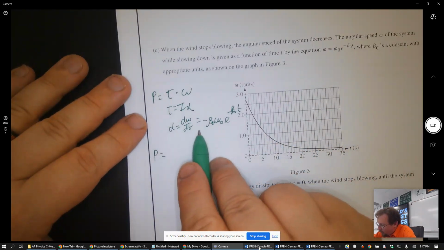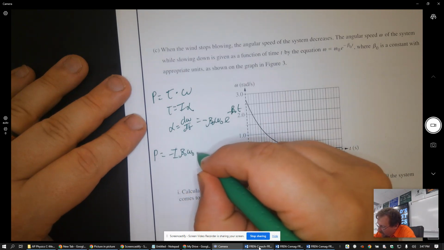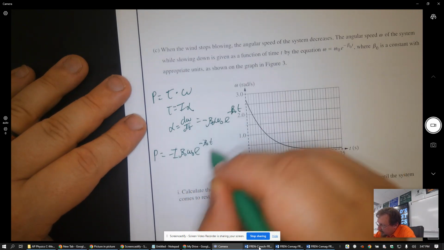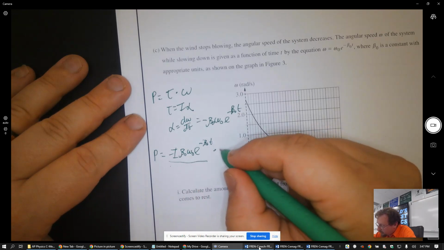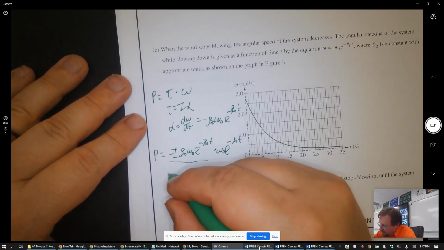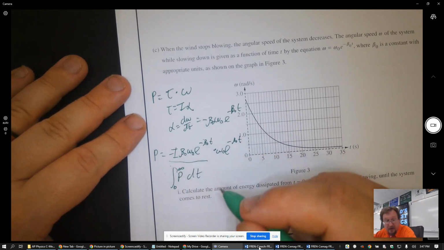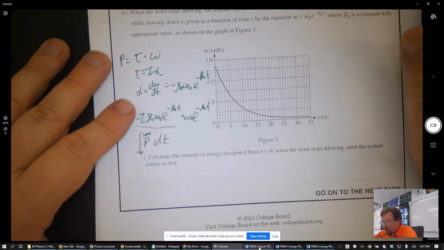It would have been torque, I times negative beta omega naught e to the minus beta naught t. That is just the torque times omega naught e to the minus beta naught t. And then they could have actually integrated the power dt from 0 to infinity. They could have done that. Or do you want to know what else they could have done?